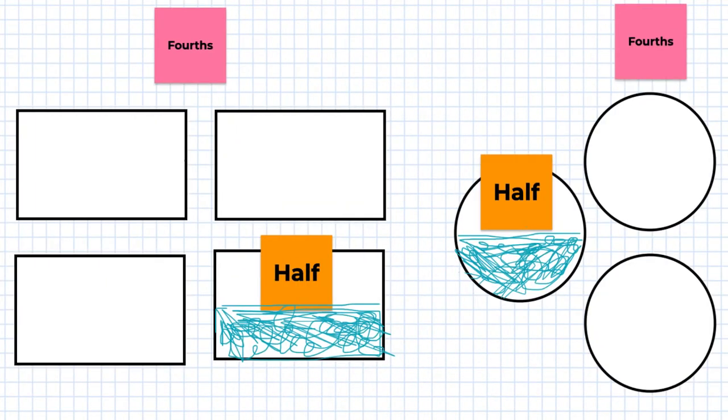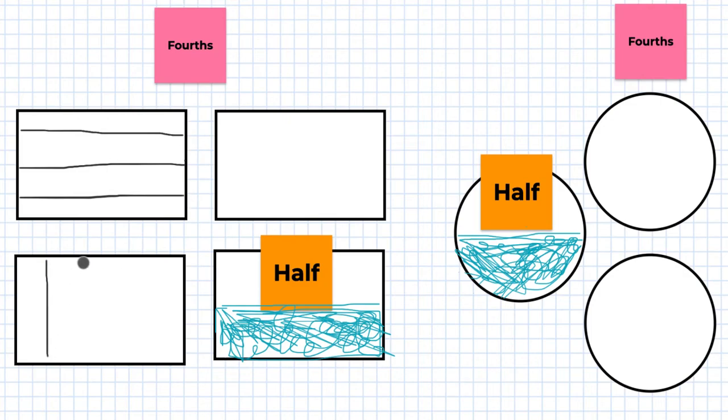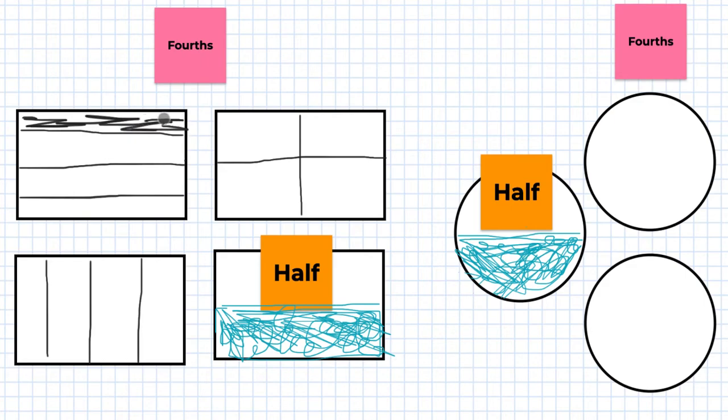Now let's take a look at fourths, and I'm going to show you how to partition our rectangle into fourths. There's a couple different ways that you can do it. So again, you can do your horizontal lines, or you can do your vertical lines. Something else that you can do, because we are partitioning our rectangle into fourths, is by making a cross or a lowercase t.